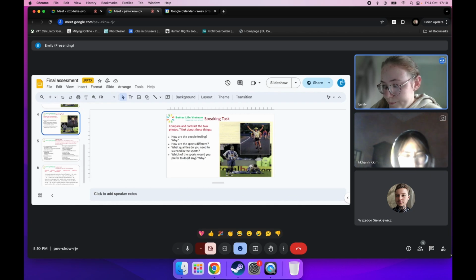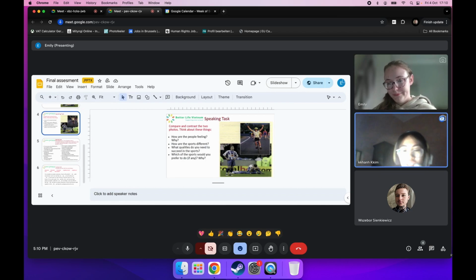Sorry. How are the sports different? Yeah, that's better. I can hear you better now. In picture one, they cycling, and picture two, they play with football. Brilliant.